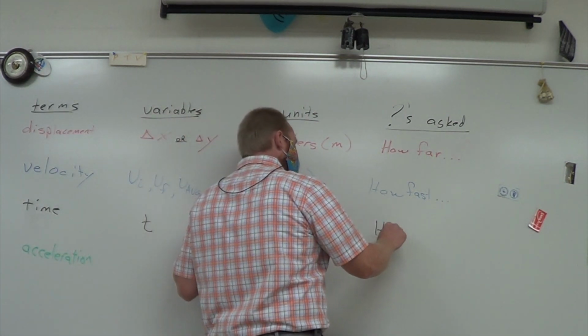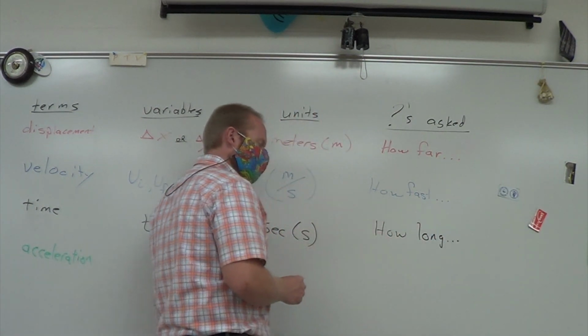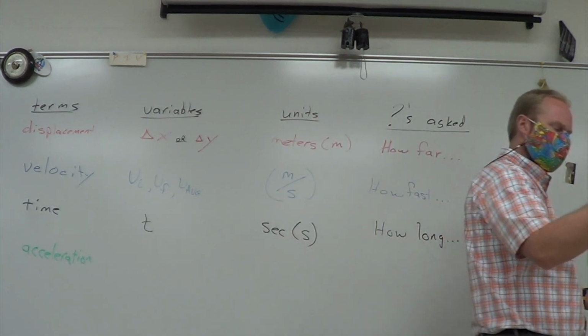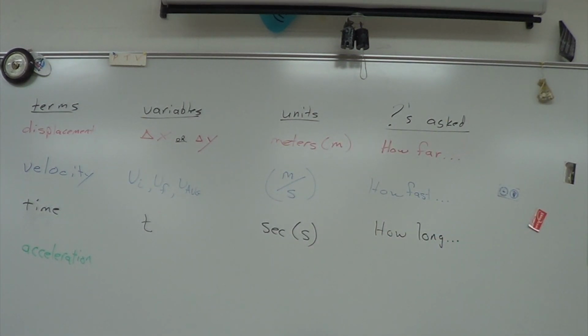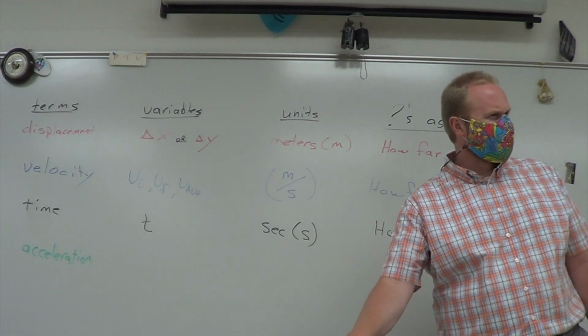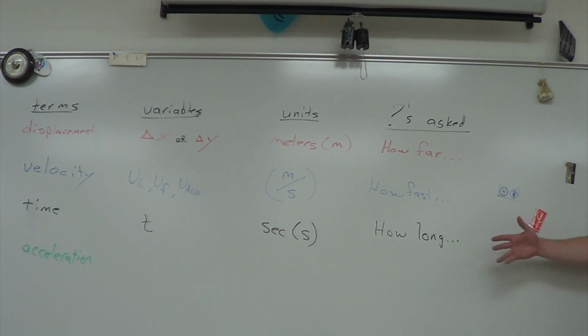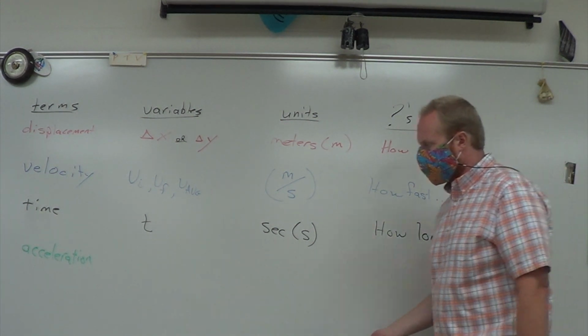Our typical question is how long does it take to get up to 50 miles per hour? How long did it take to go 240 meters? How long, we're talking about time. Now realize that how long could be a unit of distance, right? Like how long is this table? So you just got to make sure you interpret that appropriately. It could be how much time has passed, how much time did it take? Those are some other things, but generally we say how long.